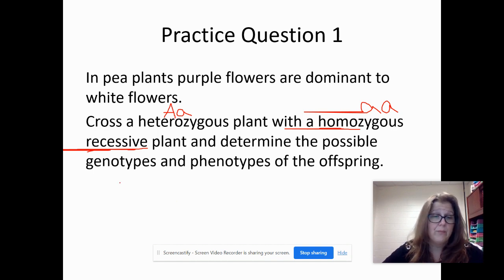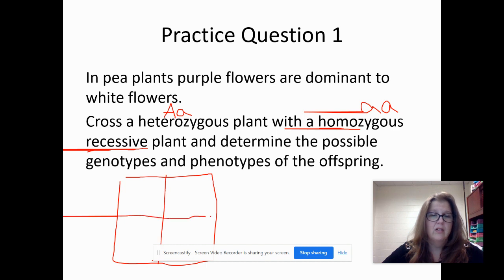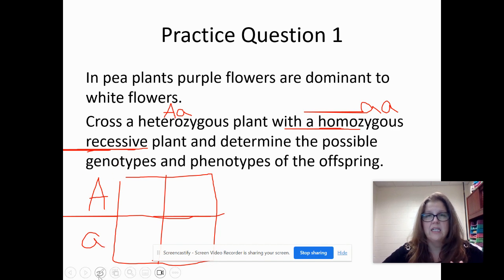So it says cross a heterozygous with a homozygous recessive, determine the possible genotypes and phenotypes of the offspring. You have to make a Punnett square. Anytime you see cross, you're making a Punnett square. So we can put one parent on the left, the heterozygous parent. It does not matter which parent you put where, as long as you keep one parent's genetics together on that side. So that's parent 1, the heterozygous. Then I'm going to put the homozygous recessive parent up here, little a, and then we're going to drag and drop. So this big A comes over and goes here. It also comes over and goes here.